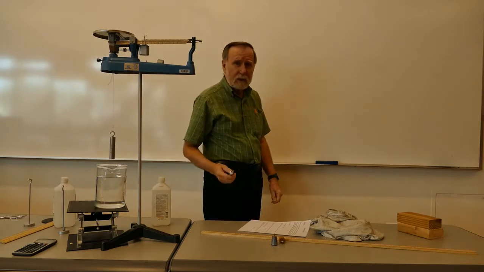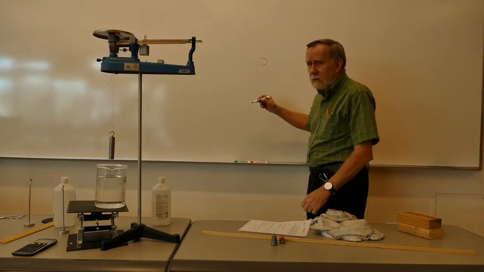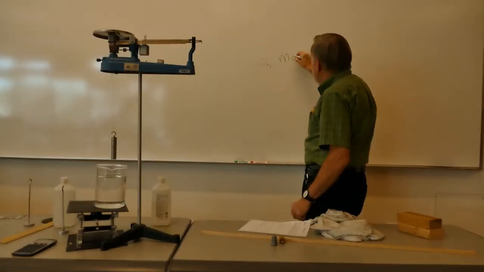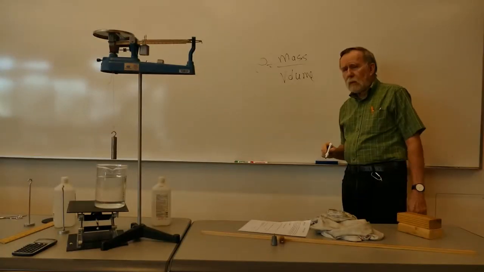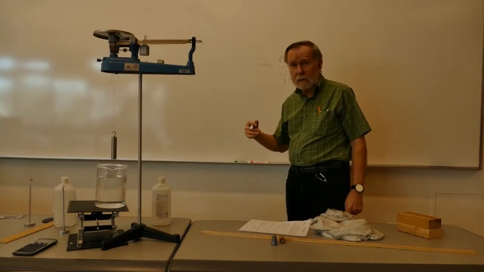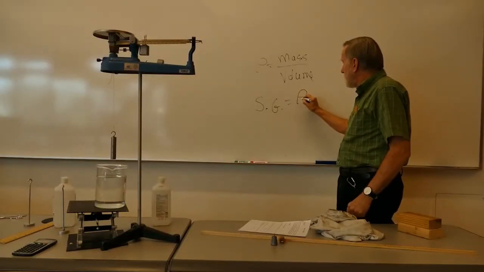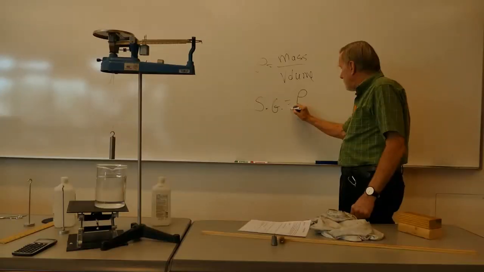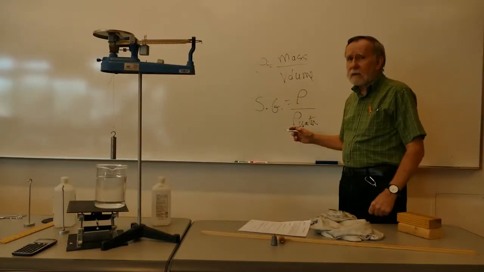Now what the heck is specific gravity? Well, you know what density is, right? Density of an object or material is the mass divided by its volume. Specific gravity is the density of an object compared with water. So specific gravity, Sg, equals the density of any material divided by the density of water. In other words, it's just how many times denser is it than water. If something has a specific gravity of 2, it means its density is twice the density of water, and so forth.